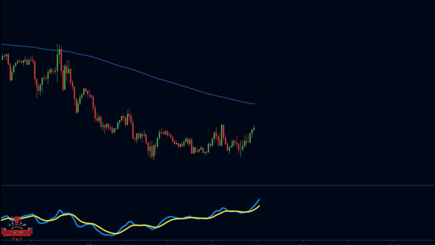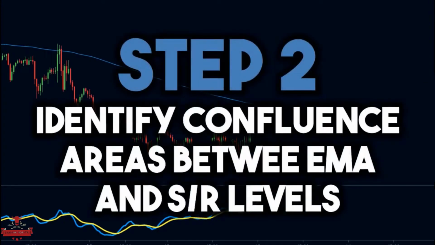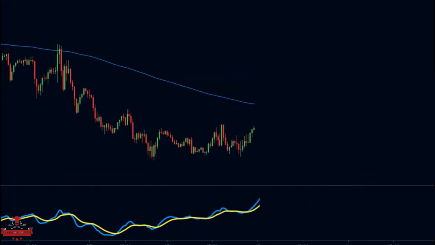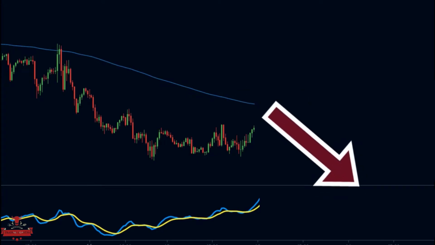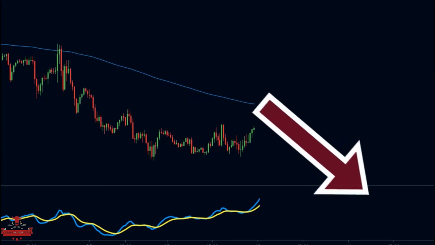The second step of the strategy is to identify confluence areas between the EMA and support and resistance lines. We already know that in a downtrend, the EMA provides resistance to the price. Hence, we can say that when the price reaches here, there is a possibility that it may reverse due to the resistance provided by the moving average.